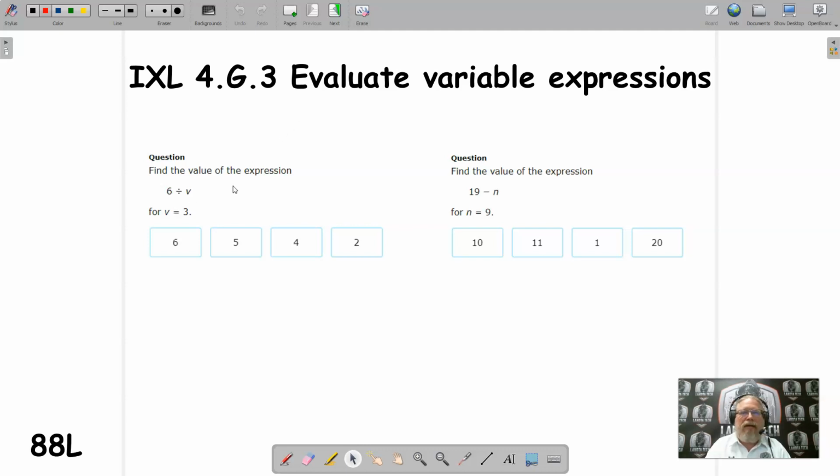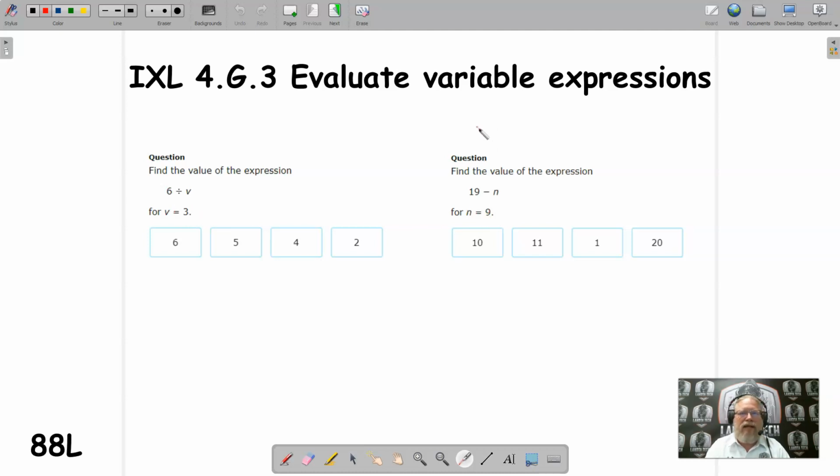Also, these could be called algebraic expressions. They're calling them variable expressions because they have variables in them, like v and n. A variable is a symbol that represents a value that can change, and they're going to give us a value for that, such as v equals 3 or n equals 9.